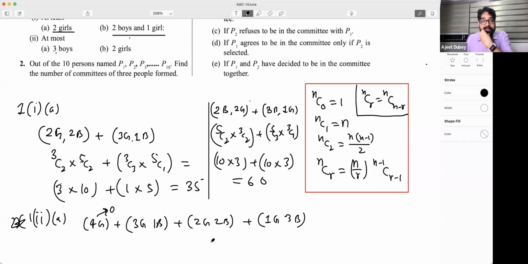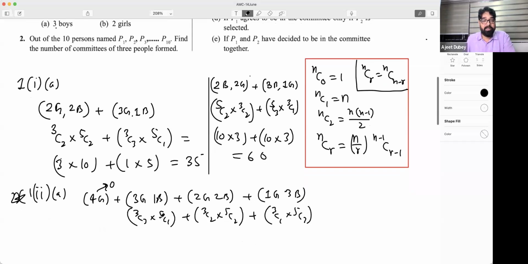I hope I did correct. Yes. So the answer will be what? 3 girls means 3C3 into 5C1 plus 3C2 into 5C2 plus 3C1 into 5C3. If you calculate this value, this is 1, this is 5. I'm not wasting time. 3C2 is 3, 3 into 10 plus this is 3 into 10. So 30 plus 30, 60, 65.